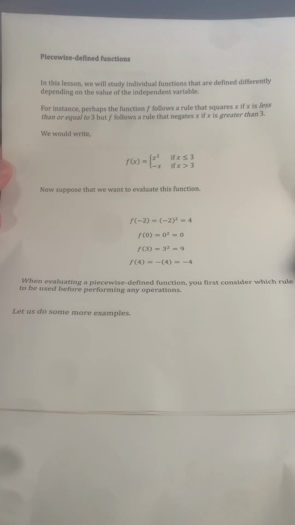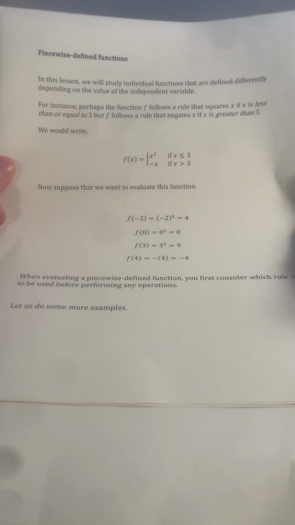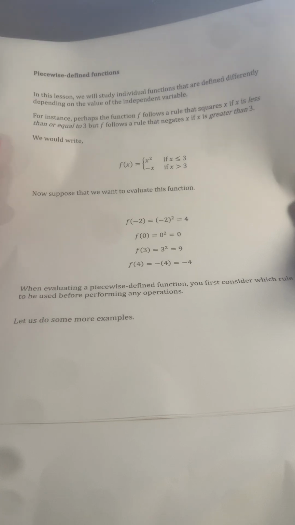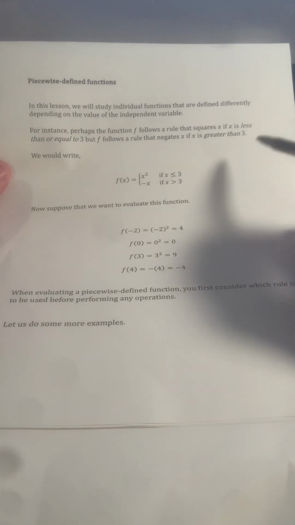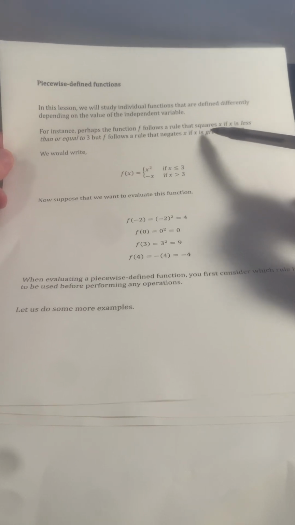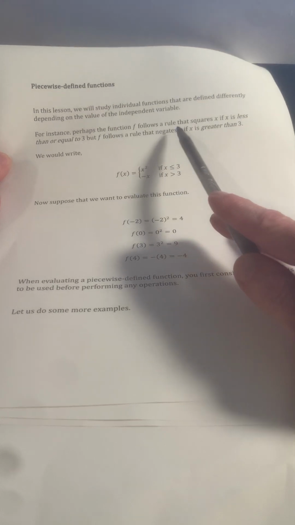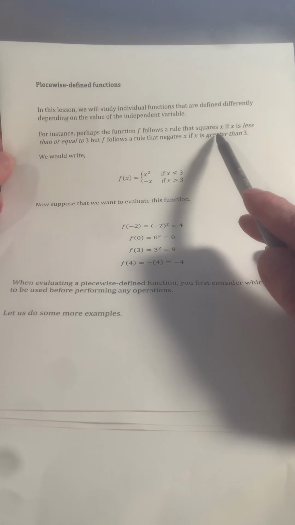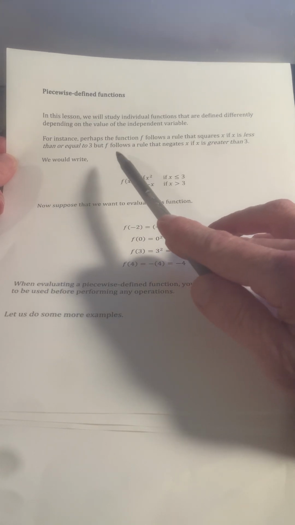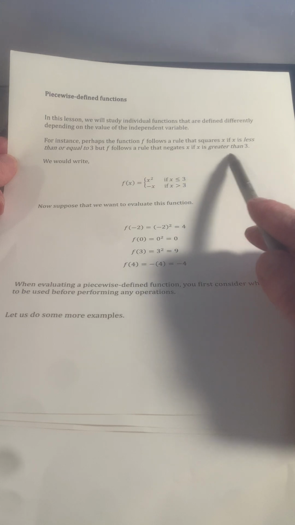Hello. The lesson for today is piecewise defined functions. In this lesson, we'll study individual functions that are defined differently depending on the value of the independent variable. For instance, perhaps the function f follows our rule that squares x if x is less than or equal to 3, but f follows a rule that negates x if x is greater than 3.